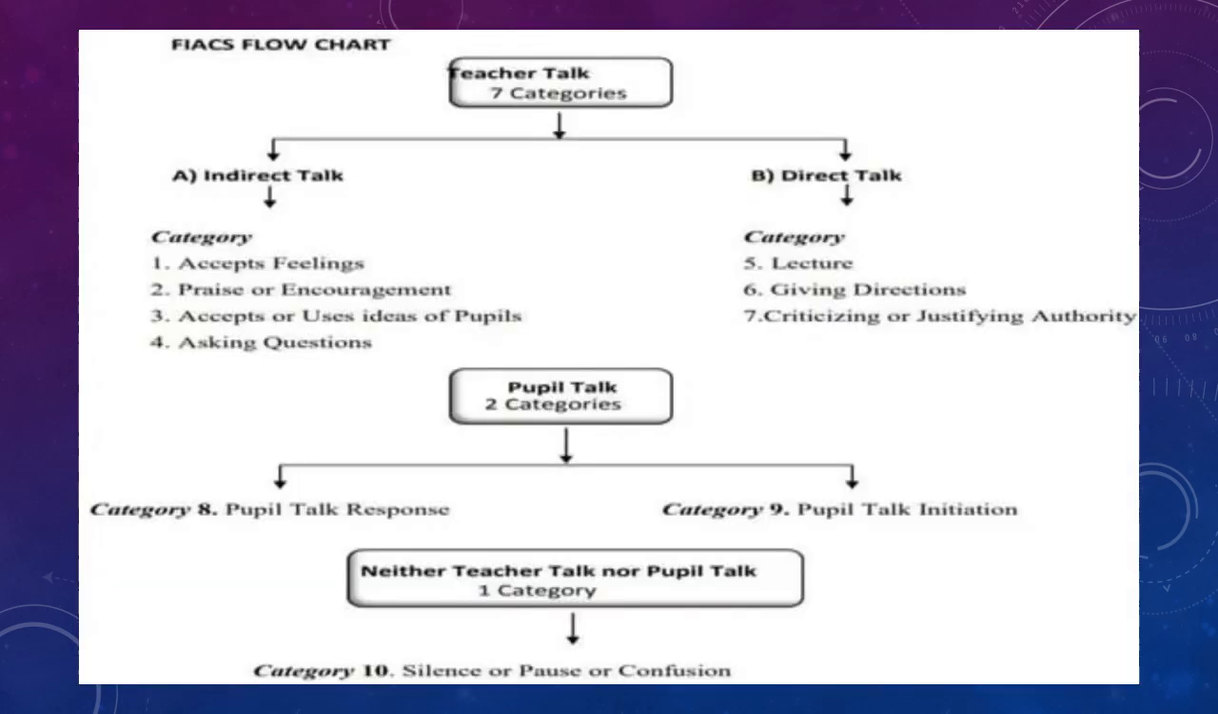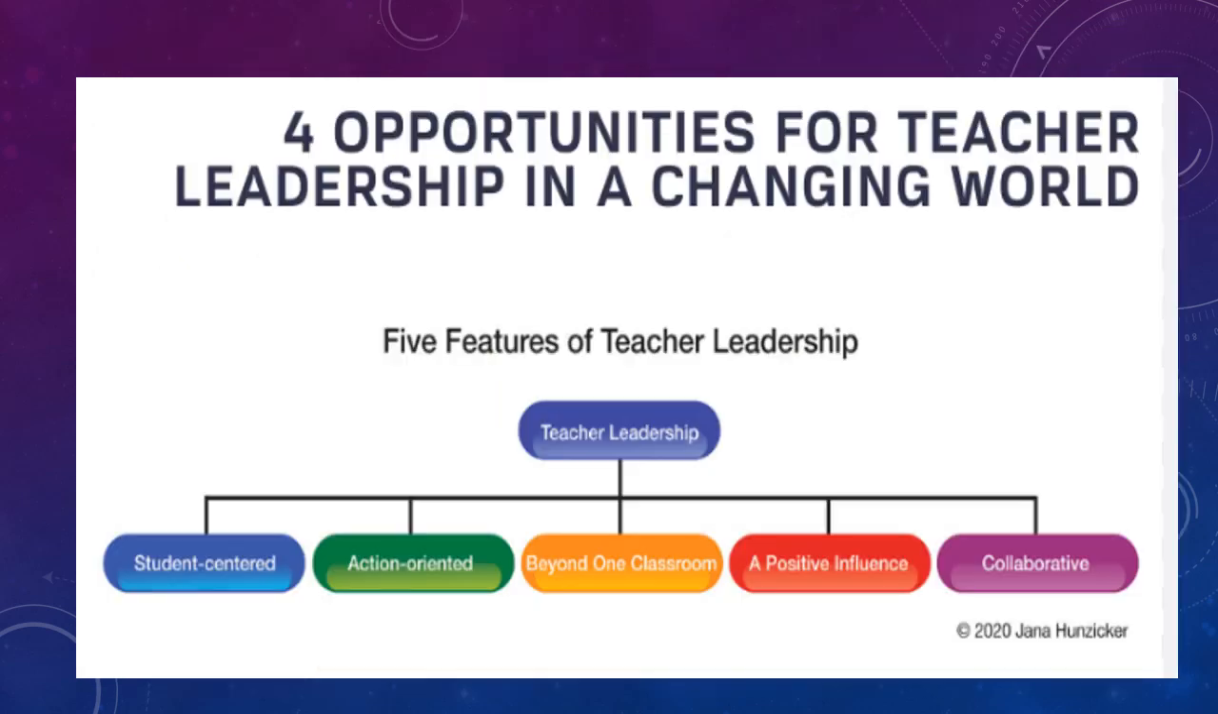The Flanders interaction analysis flowchart clearly explains how the teacher's talk, indirect or direct, pupil talk, that is pupil talk response, and pupil talk initiation, come after the silence or pause or confusion.